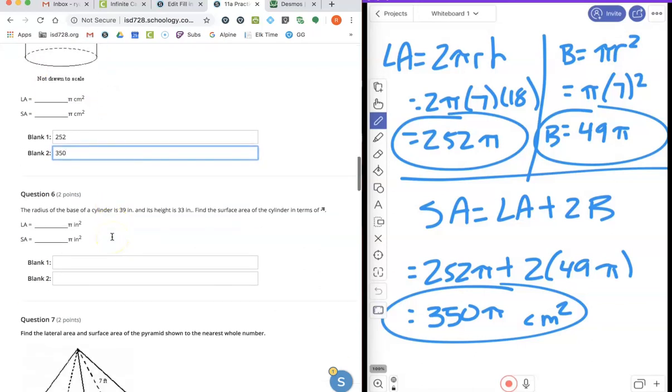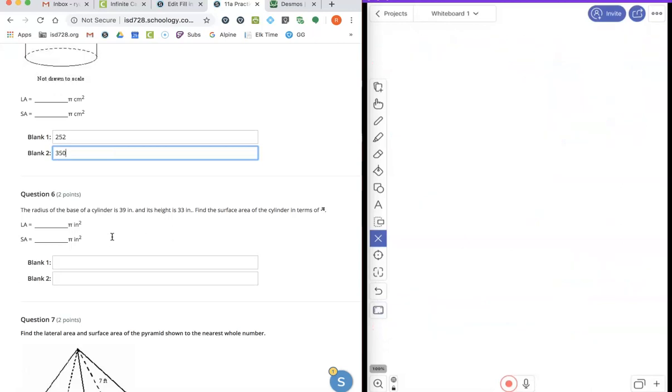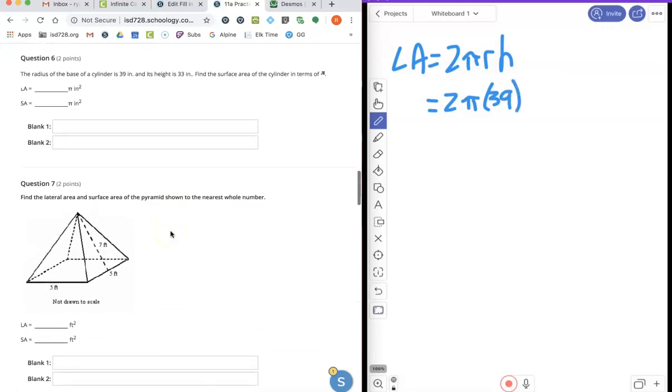All right, next one doesn't have a picture, but has the same formulas for what we were looking at doing. So the lateral area we'll do first. It's 2 times pi times r times h. They told us here that the radius is 39 and the height is 33. So we're doing 2 times pi times radius of 39 times height of 33. And that's going to give us, so let's do that.